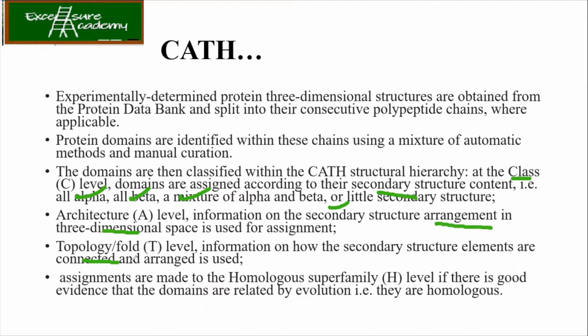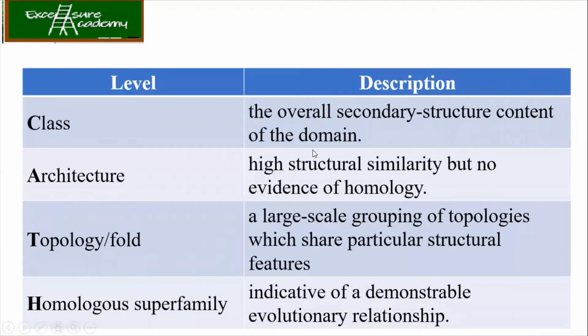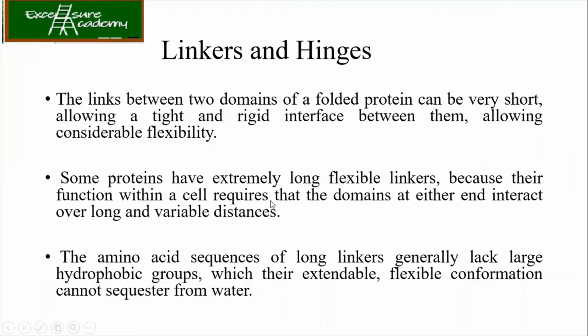Now, the last one is the homologous superfamily. That is, if the proteins belong to the same family or have an ancestral evolutionary origin. In short, it means having similar sequences. So in this way, they have classified all the protein domains. In short, this is the classification. Class: the overall secondary structure content. Architecture: highest structure similarity but no evidence of homology. Topology: they are sharing structural features. Homologous: they are sharing sequences, that is, similar sequences are there.